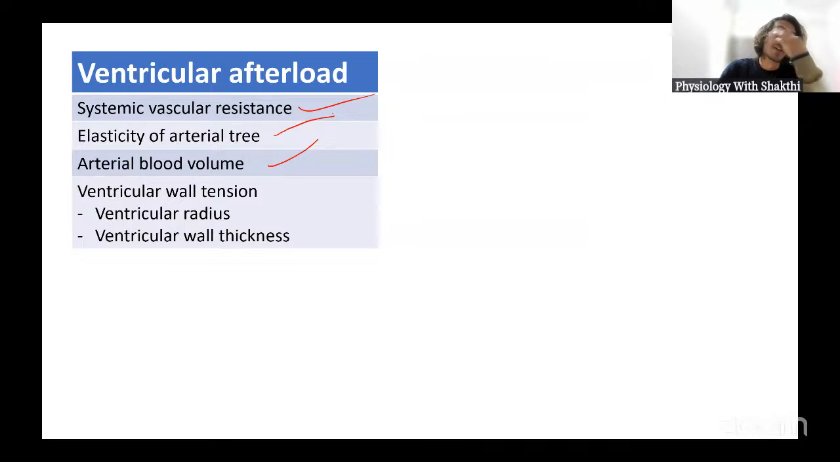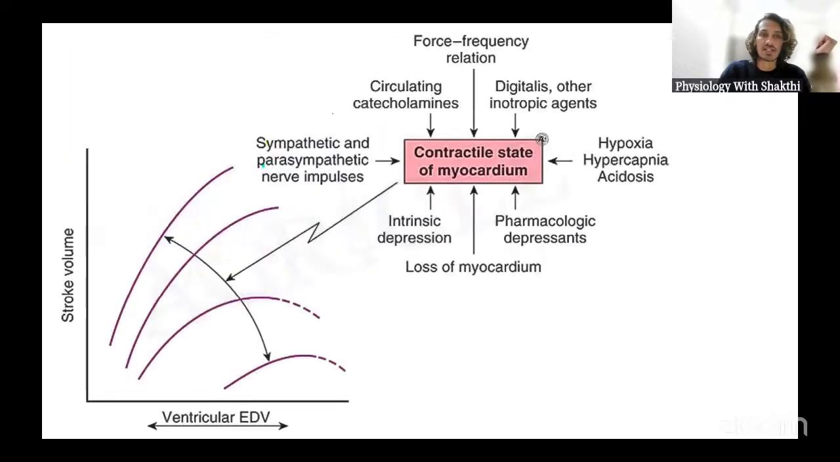Okay, so afterload decreases the cardiac output. Preload increases the cardiac output to a physiological limit. Then we have homometric regulation, which has nothing to do with the initial length, but the innate property, inotropy. Okay, so there are certain things that affect this contractility.